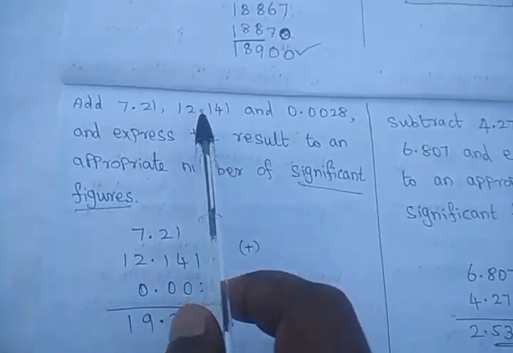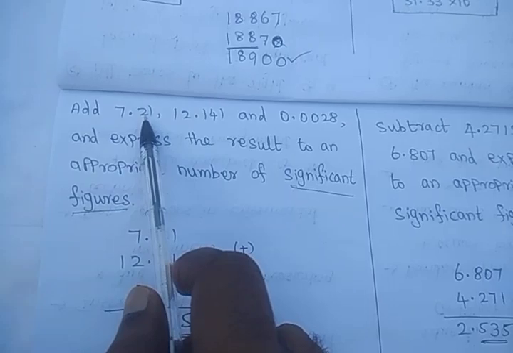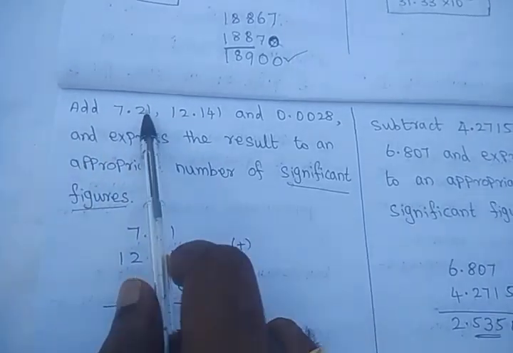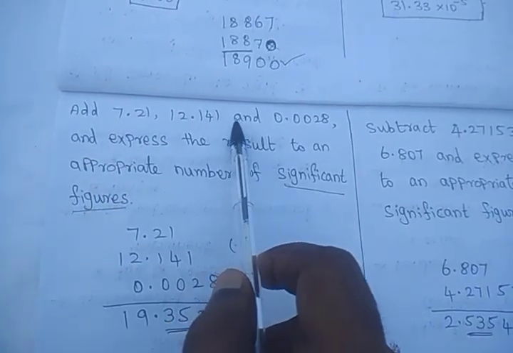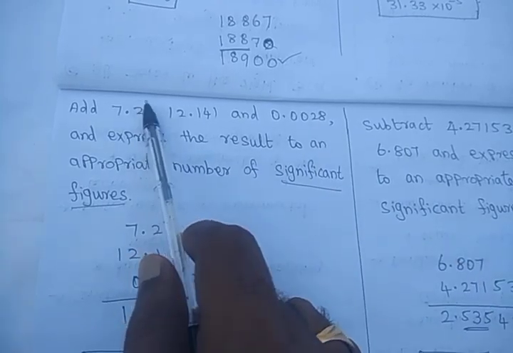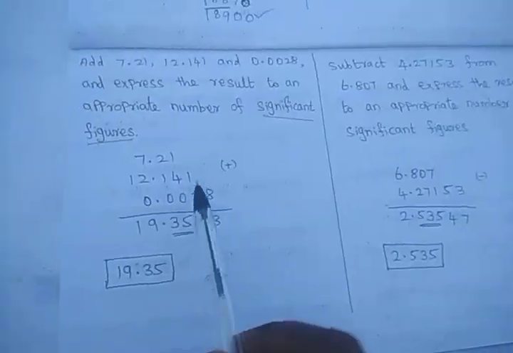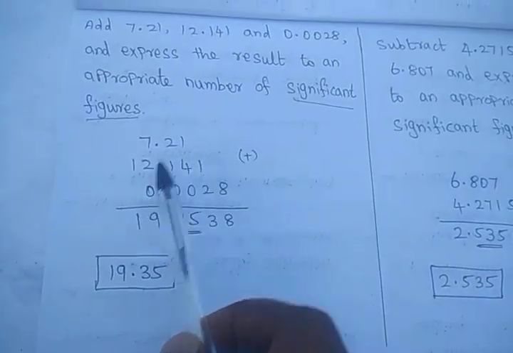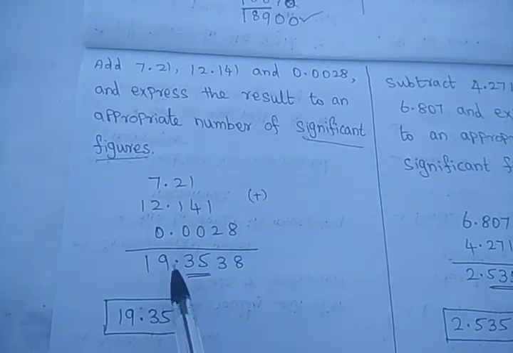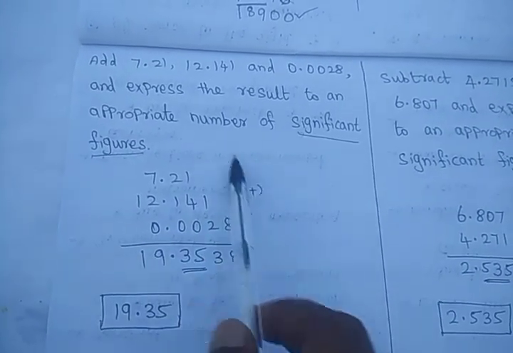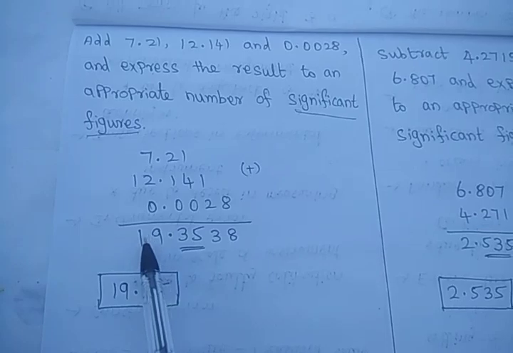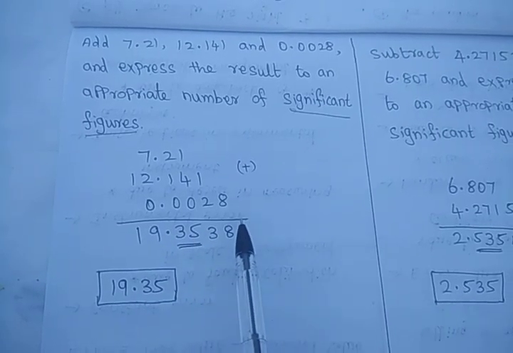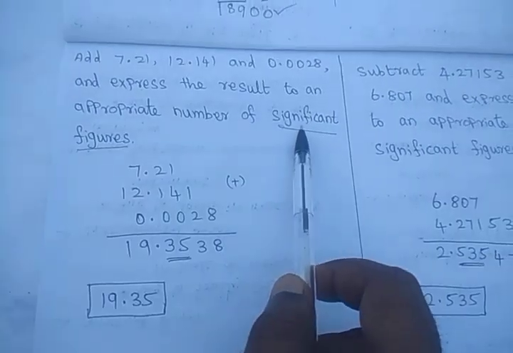Okay. So which one has the lowest significant figure? Yes, this one, 1, 2, 3 only. This has 2 decimal places, these are 3 and this is 4. It is the lowest decimal places. So it is 7.21, 12.141 and 0.0028. Just adding all these, we get 19.3538. So what is the appropriate significant figure?